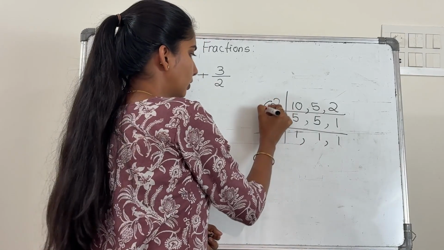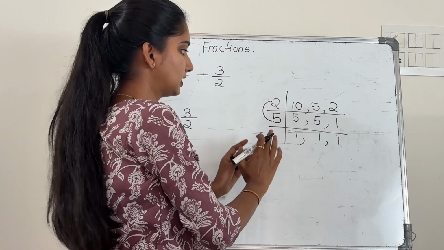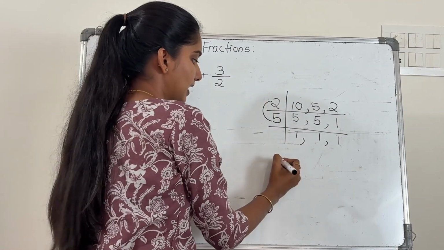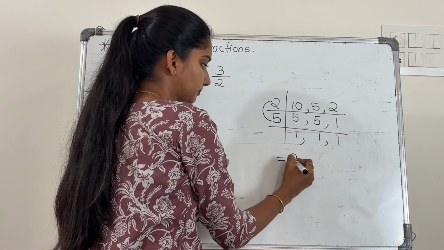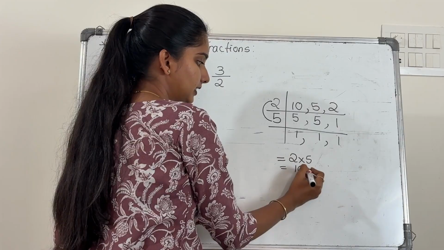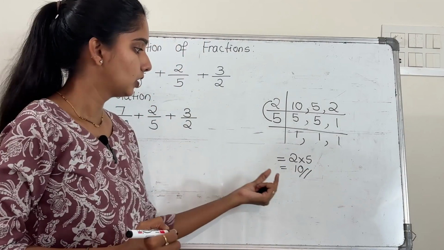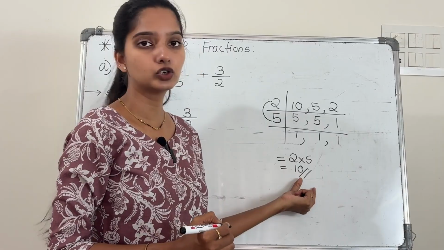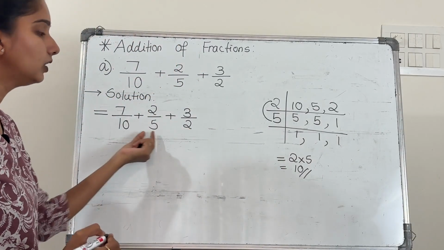Then you are going to multiply the two numbers which you are getting on your left hand side. So it is 2 into 5, so it is 10, which means whatever is the least common multiple, that you should be getting in your denominator.